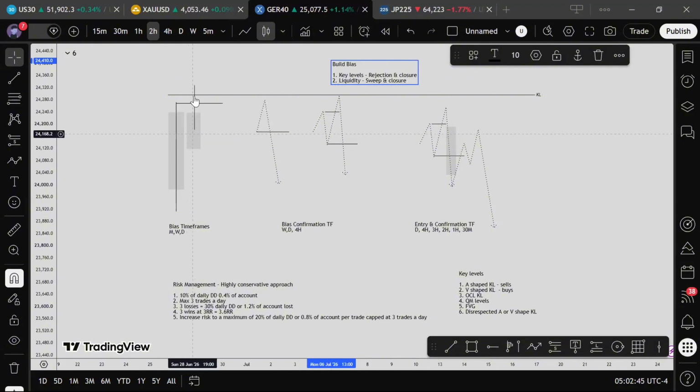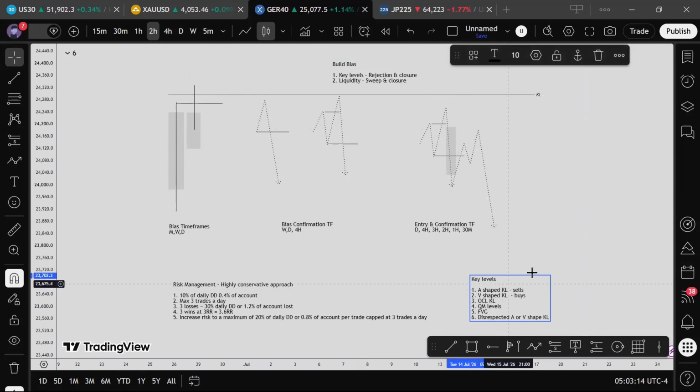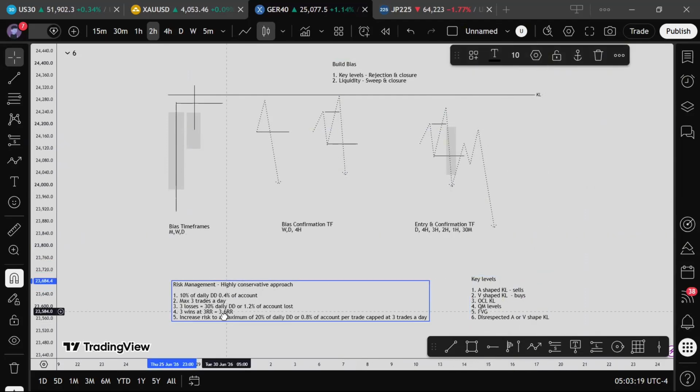So once you have a sweep, for instance, if you are building with liquidity and you have a closure, you just need to go one time frame lower and check: do I have a break of structure, or do I have a sweep of liquidity and a break of structure? And then all you need after that is to go to your entry time frame and look for your entries. Basically all you need. Types of key levels, which we all know: A shape, V shape, OCL, QM, FVGs, disrespected A or V shape key levels. So in 5 minutes or 2 minutes, that's the strategy here, which we'll talk about later.